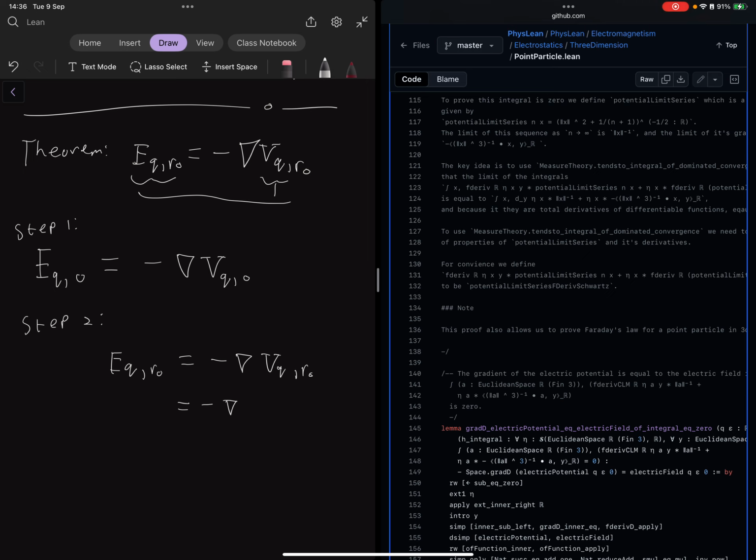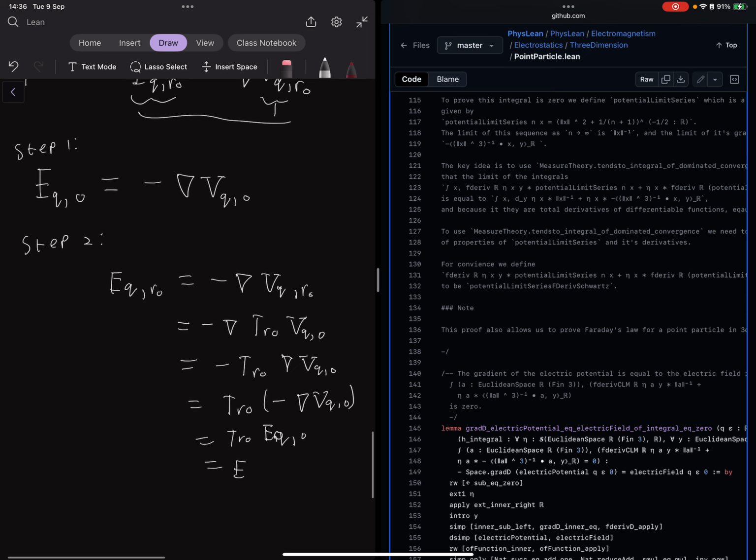We get that this is equal to the translation operator applied to epsilon phi 0, and then you can show that the translation operator commutes with the gradient, and this is equal to the translation operator applied to minus the gradient of phi q0, and that is equal to the translation of E q0, and then we showed that this is equal to this thing here earlier. So that does the general case where the particle is at a random location. So we need to focus on this case here when the particle is at 0.